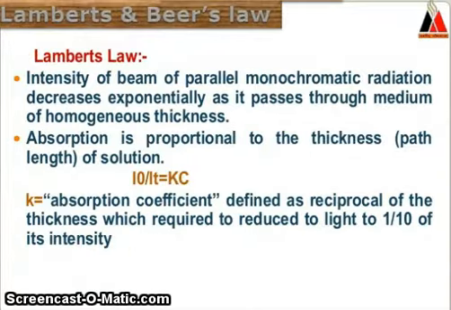So Lambert's law: the intensity of a beam of parallel monochromatic radiation decreases exponentially as it passes through a medium of homogeneous thickness. Absorption is proportional to the thickness or path length of the solution. K is equal to the absorption coefficient, defined as the reciprocal of the thickness required to reduce the light to 1 by 10 of its intensity.